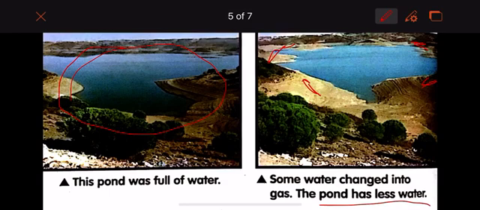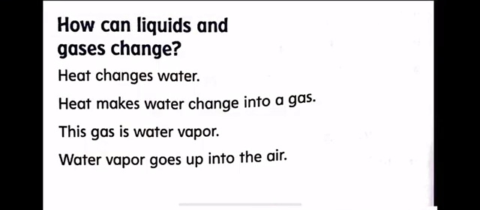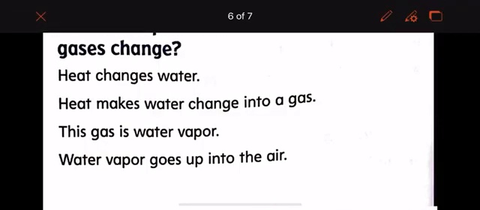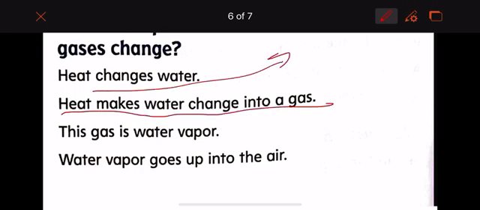So heat changes water. So this pond was full of water. Here some water changed into gas. So here is how liquids change into gas. Heat changes water. So heat makes water change into gas. From where do we get the heat? From the sun, right? So heat makes water change into gas.